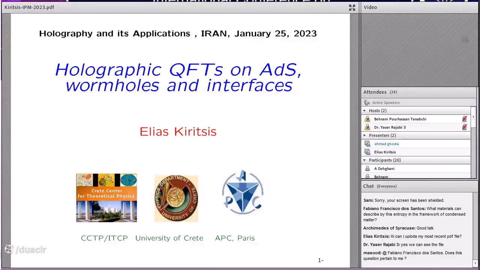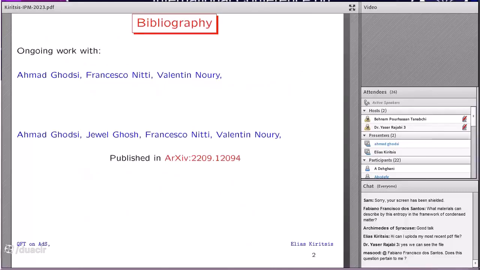The topic I'd like to discuss today is holographic quantum field theories on AdS space and related wormholes and holographic interfaces. This is work that has been done in collaboration with our chairman today, Jewel Gauntlett, Francesco Nitti, and Valentin Nourry, and it's also based on ongoing work with similar authors.